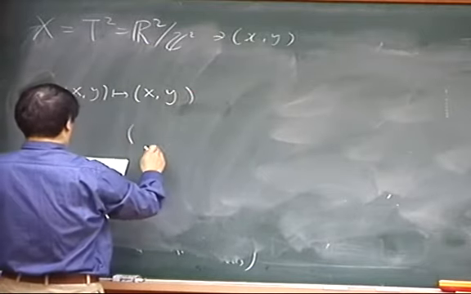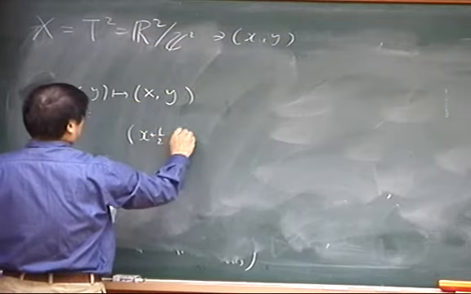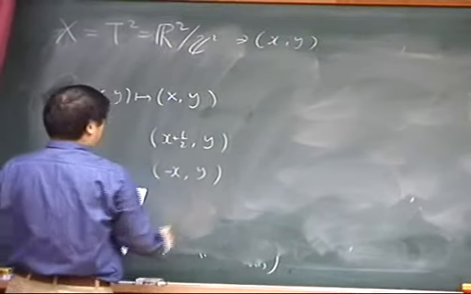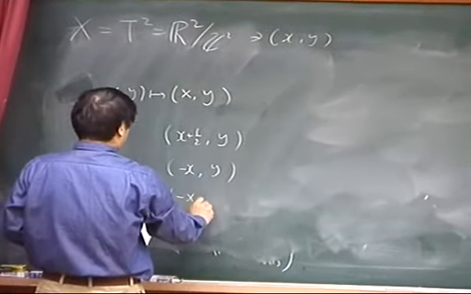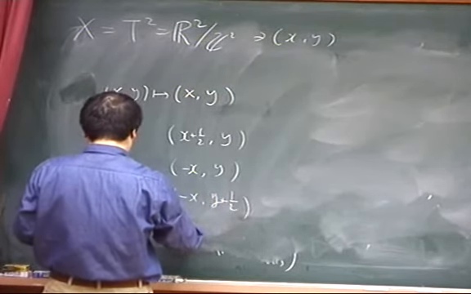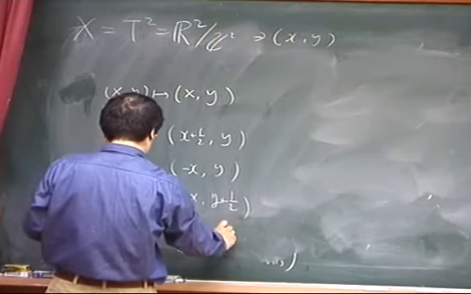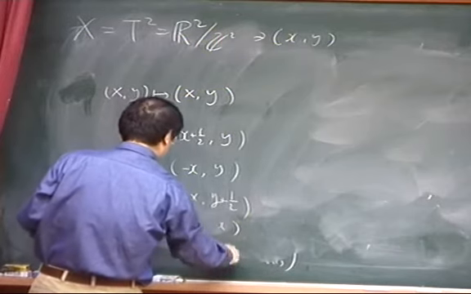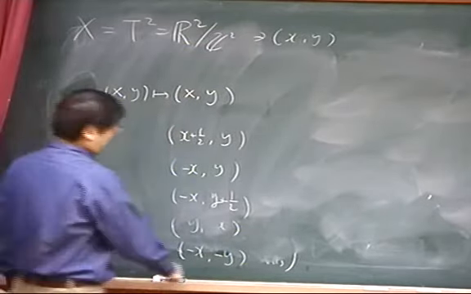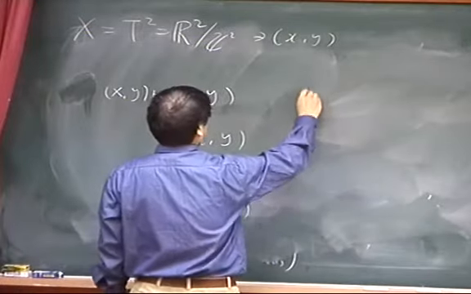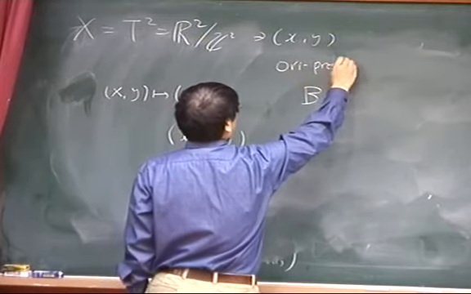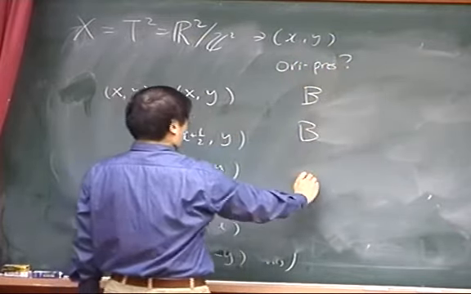Then X plus the shift of one coordinate, and inversion of one coordinate, inversion of one coordinate and shift of the other, and exchange of coordinates, and inversion of both of the coordinates. And this is orientation preserving. So orientation preserving or not? If yes, it is B. If not, A.